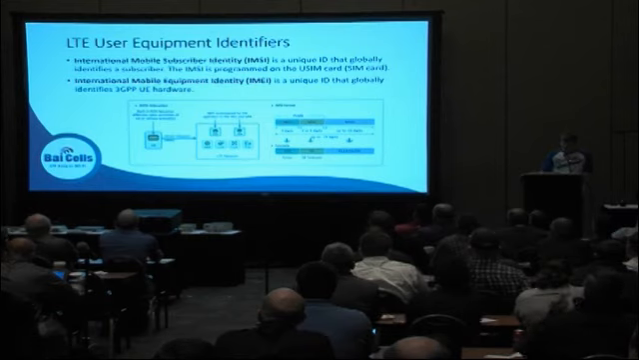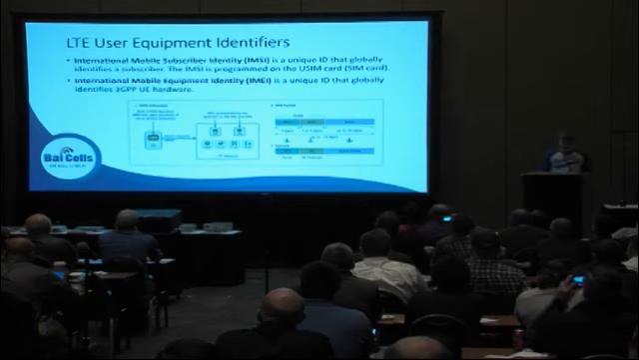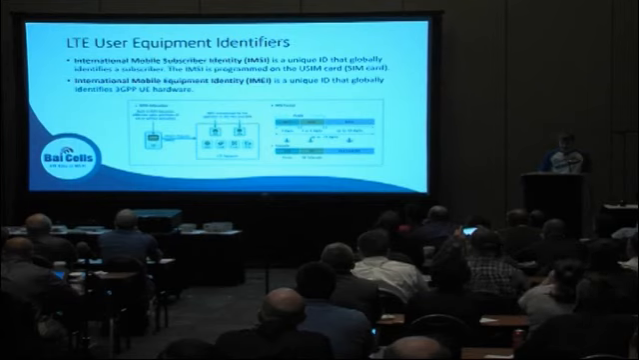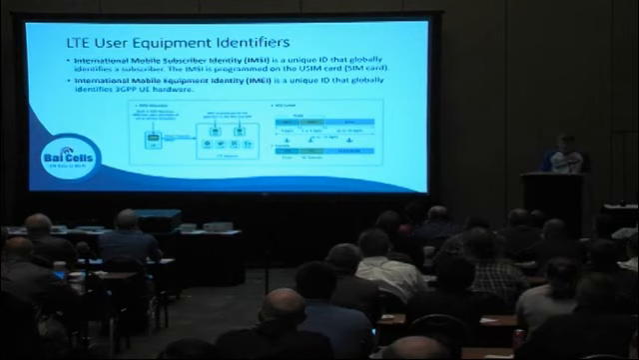Okay. And then here, the user equipment has kind of two identifiers. You have the IMSI, which is the SIM card. And then you have the IMEI, which is the identity of the actual hardware itself. So this ID is kind of used for if the equipment is stolen, they're able to still track it.